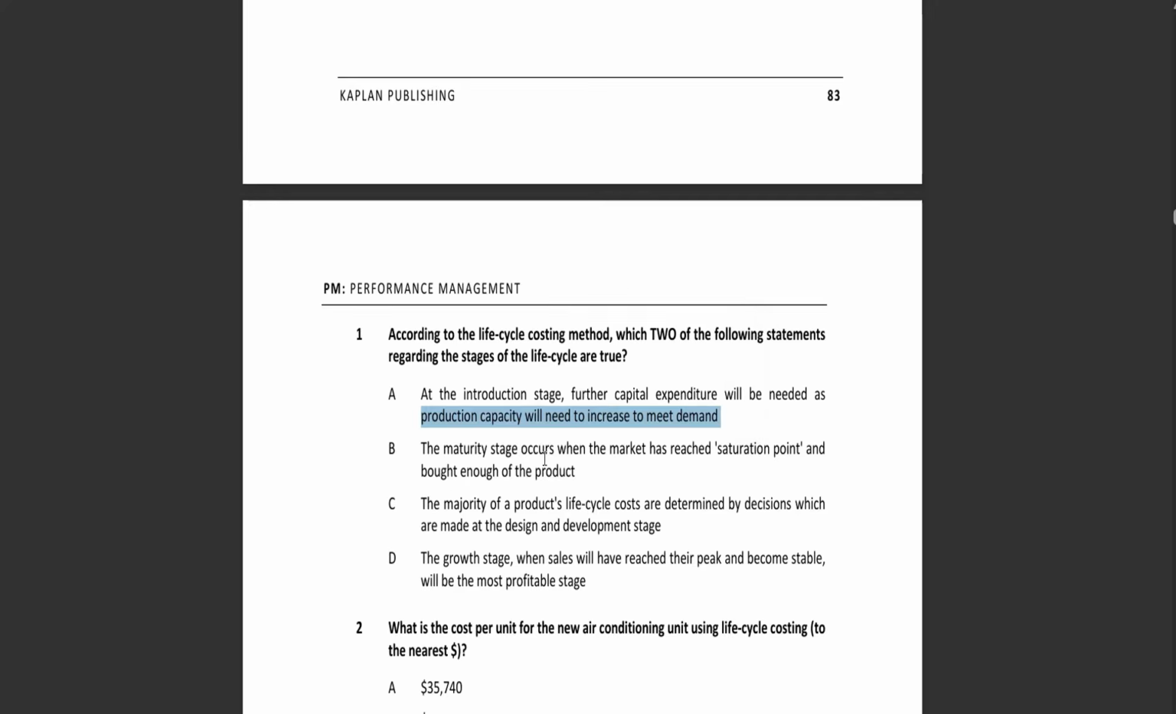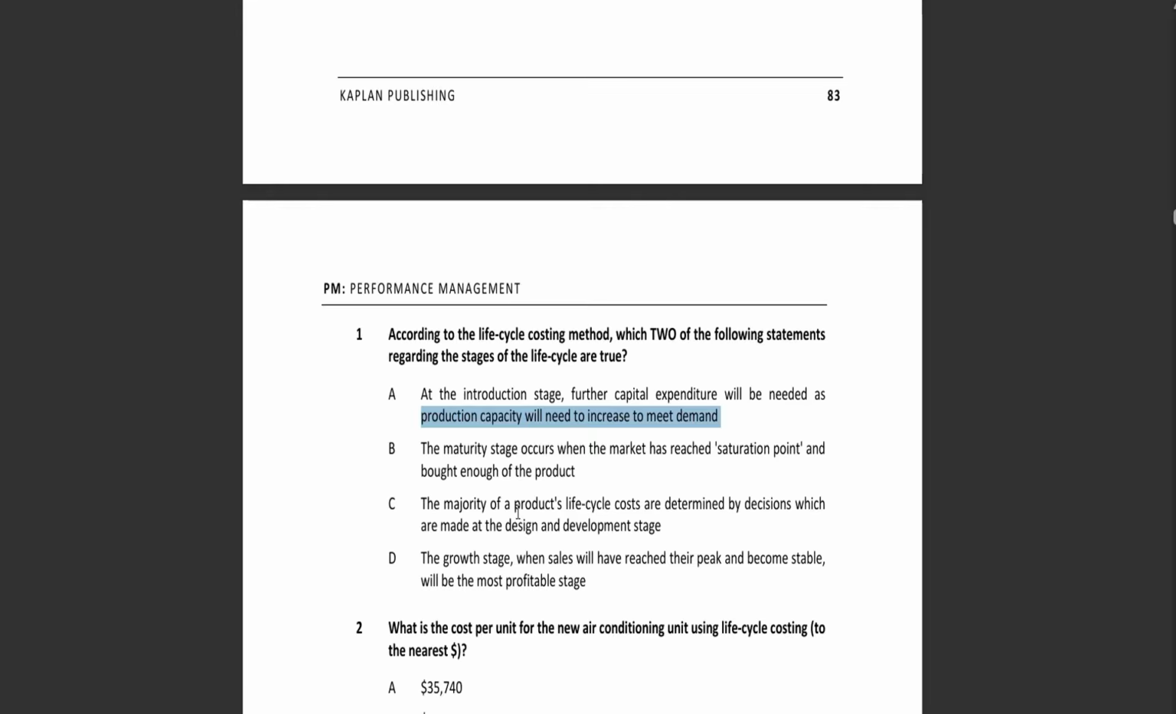The maturity stage occur when the market has reached the saturation point and bought enough of the product. So basically saturation point means decline phase. Okay, so not the maturity stage. Okay, so that's why B is wrong.